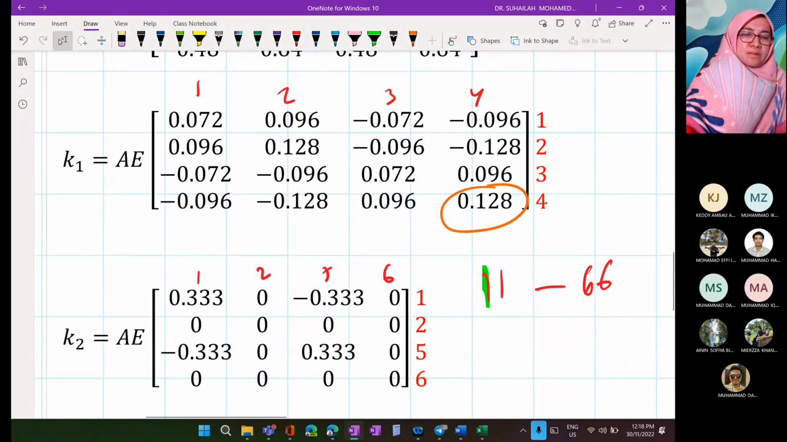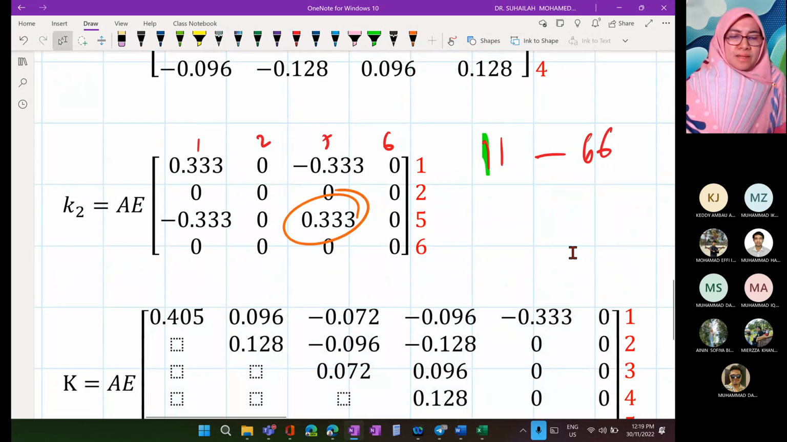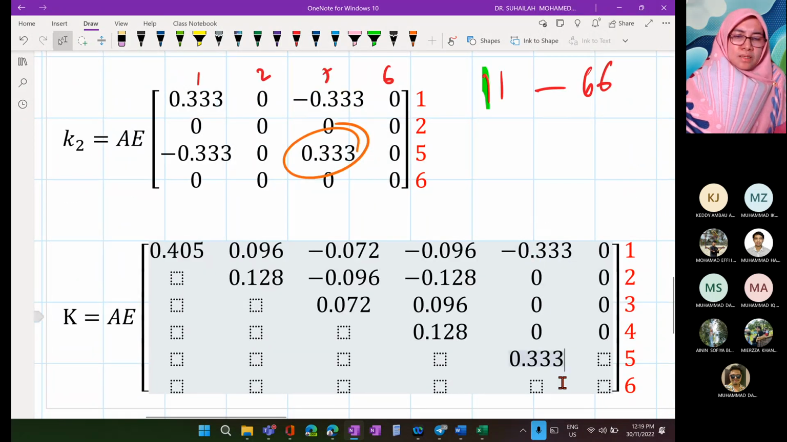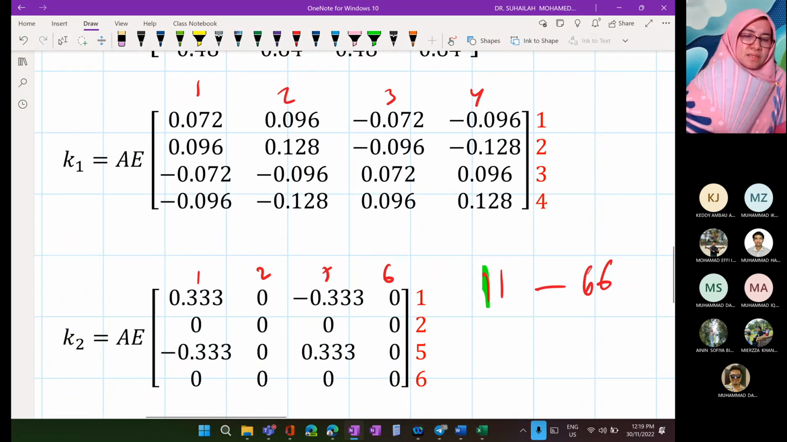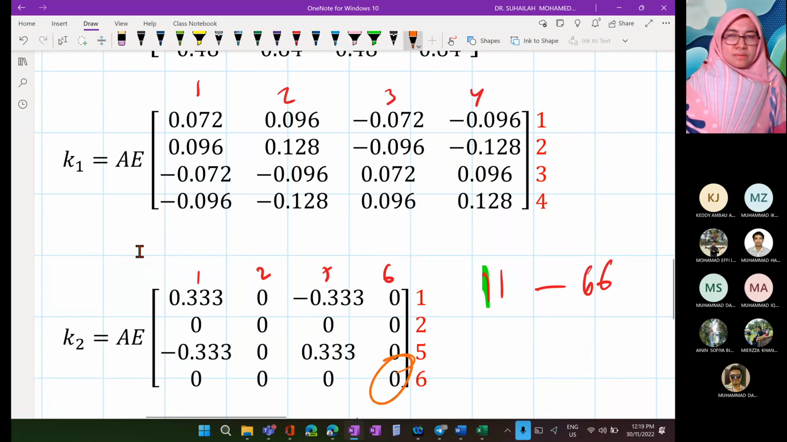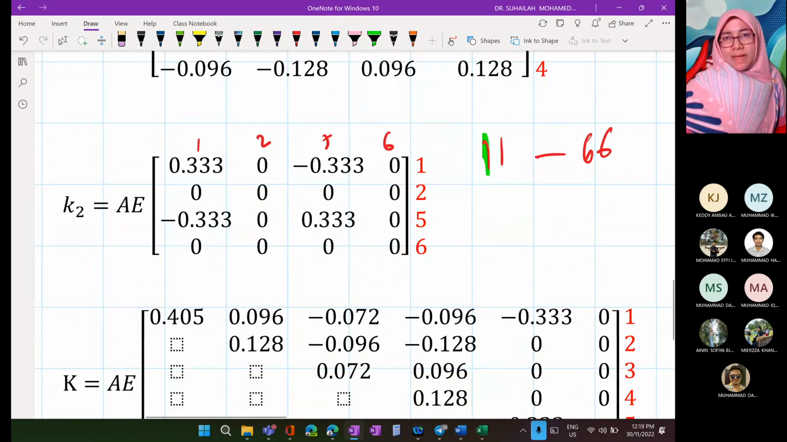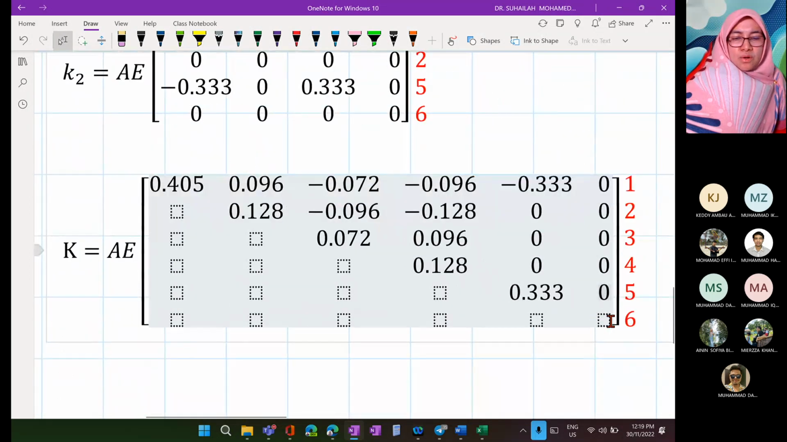And then 5, 5. 5, 5 is 0.333. Then 5, 6. What is the value for 5, 6? It is 0. That is why labeling the degree of freedom is very important. This one is 0. 6, 6 is also 0.